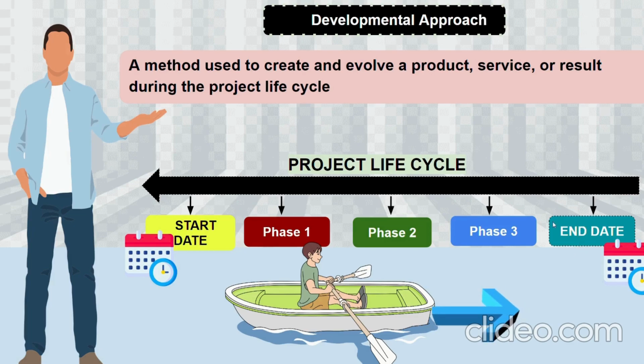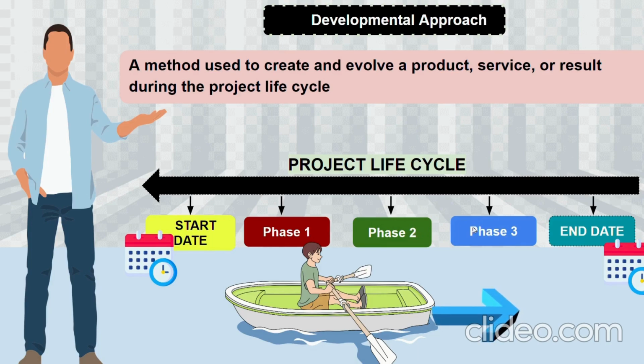So throughout the project life cycle, the product or service or result, whatever you want to create, moves through different developmental stages. These stages are known as phases. The developmental approach talks about how you carry out these phases. The most common way to do it is sequentially. As you can see here, the phases are sequential. After phase 1 comes phase 2 and then comes phase 3.